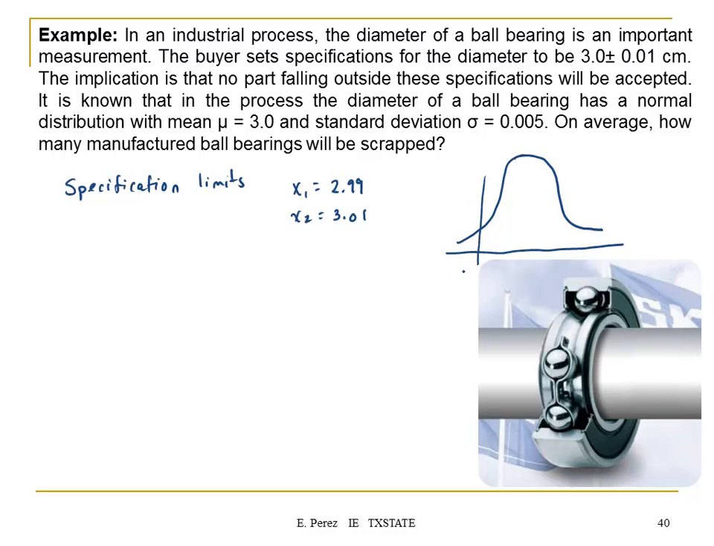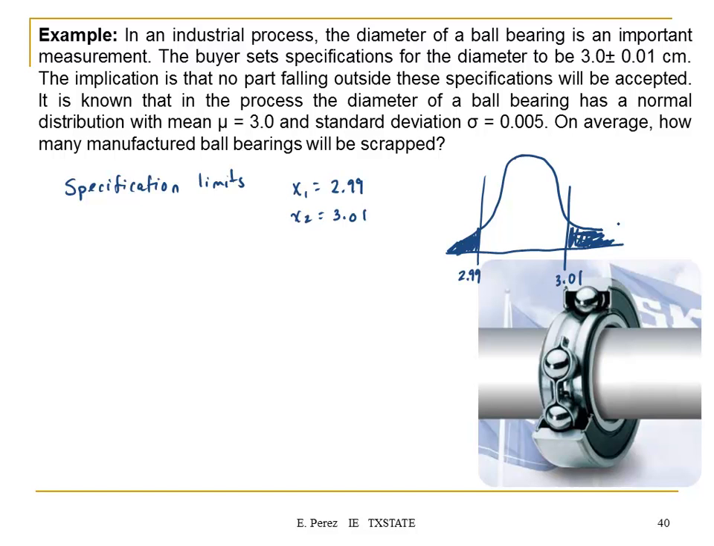So if you look at this graph, the curve, we can say that this is 2.99 and this is 3.01. So the parts that fall in this area and the parts that fall in this area will be scrapped, because those are the ones that are less than this number and higher than this number. If the diameter is within this number, it's good. So what we're trying to estimate is how many will fall above or below those limits.